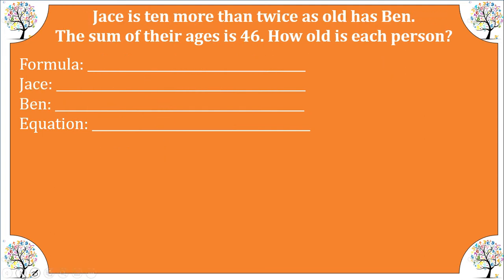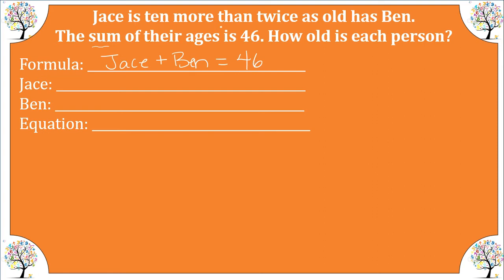So let's take a look at another problem about age. Jace is 10 more than twice as old as Ben. The sum of their ages is 46. How old is each person? Again, we have two people's ages added together because it says sum, and we can create a little formula. Now let's represent Jace and Ben using the same variable x.